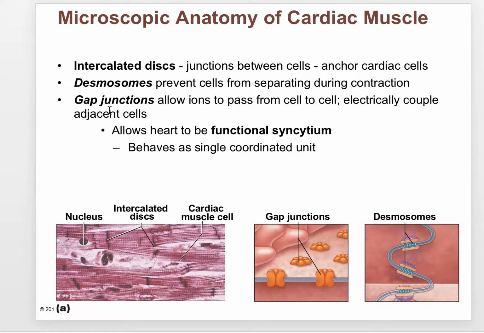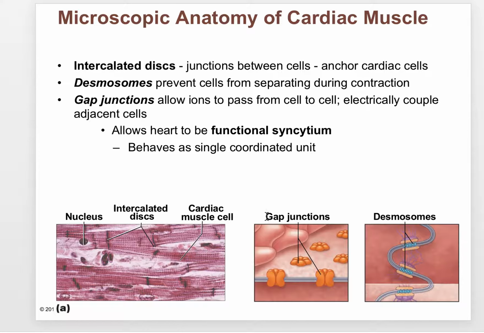Now, you might remember from the histology, chapter 4, when we looked at the cardiac cells, how these cardiac cells have striations, and they have these intercalated discs. Intercalated discs are junctions between the cells of the heart. Desmosomes prevent cells from separating during contraction. Here's desmosomes here. Desmosomes are like rivets that fasten one heart cell to the next, so that when they contract, the heart cells don't split apart from each other. They stay close together. Gap junctions are there to allow ions to pass from cell to cell.